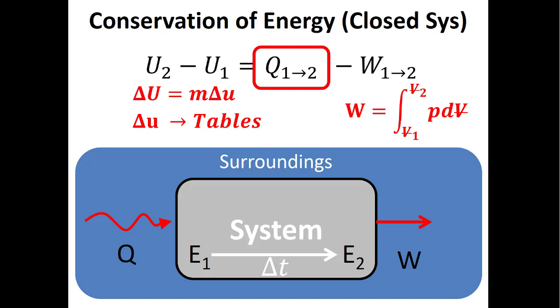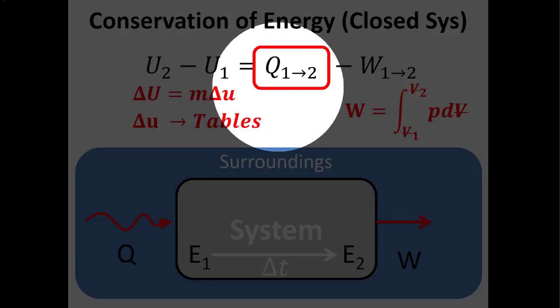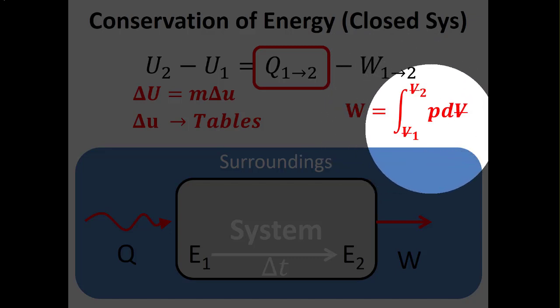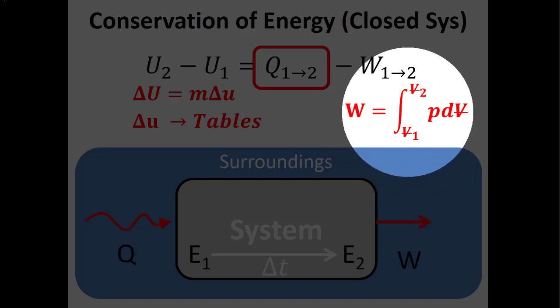Temperatures end up working, right? So we know that we can find the work in a closed system if we have the pressure-volume relationship, because work is the integral of PdV.